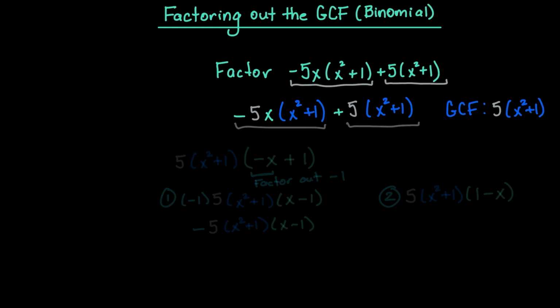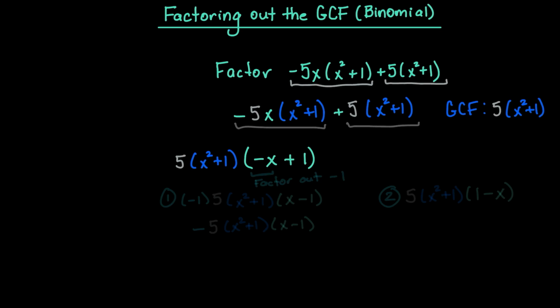So if I factor out 5 times x squared plus 1, when I divide that out of my first term, I'm left with negative x plus, now I've divided that entire thing out of the second term. 5 divided by 5 is 1. And x squared plus 1 divided by x squared plus 1 is also 1. So now I'm left with negative x plus 1 when I factor out my GCF.